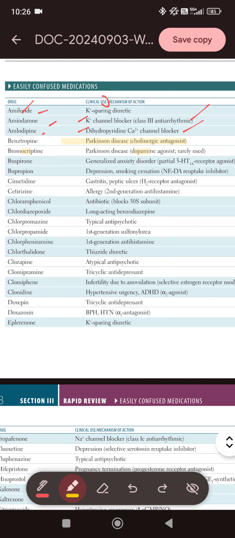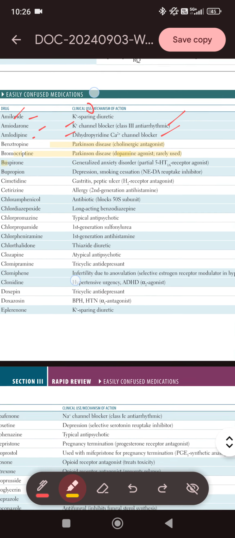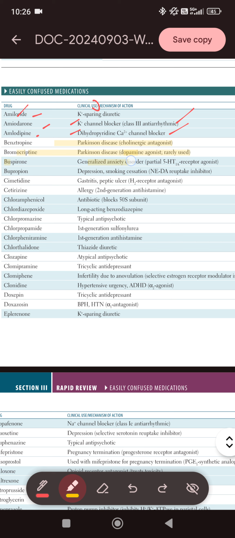Then we have buspirone. Buspirone is for generalized anxiety disorder, partial 5-HT1A receptor agonist.